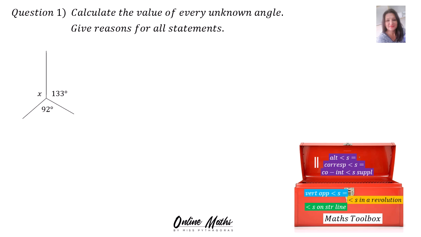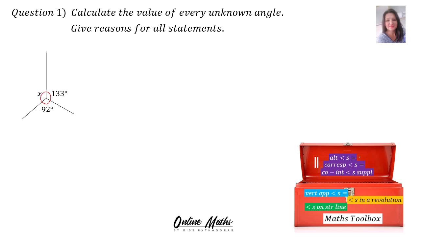Question 1. Calculate the value of every unknown angle and give reasons for all statements. Now first of all, there's your little toolbox with your 6 reasons inside. Now we go to the sketch and then you decide what is going on there. There are no straight lines, there are no parallel lines. The only thing that you do have is this angles around a point. And then there's one theorem, and your theorem is angles in a revolution is equal to 360 degrees.